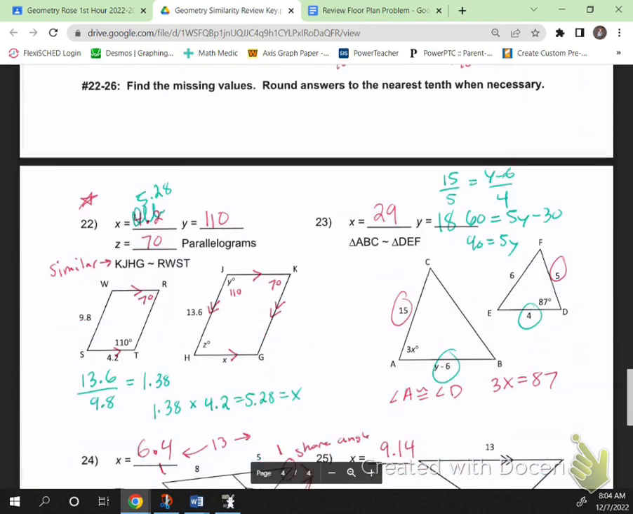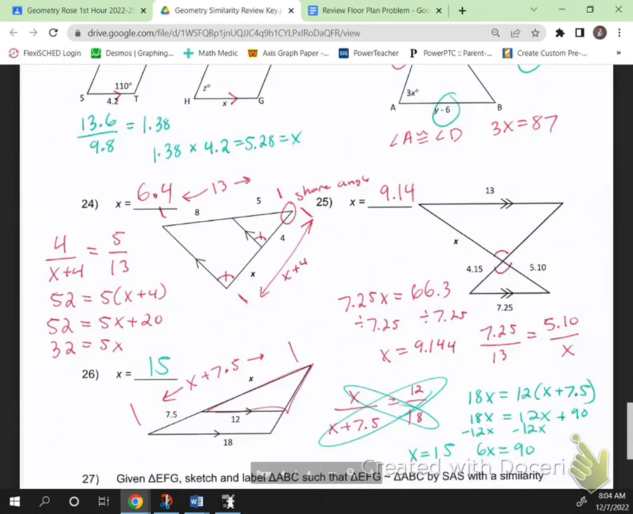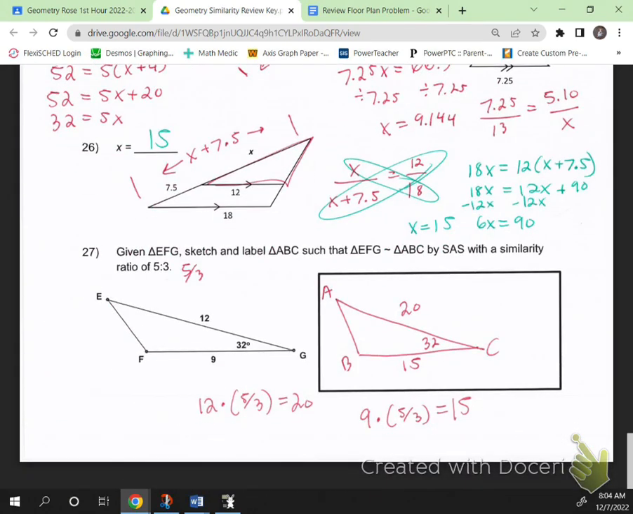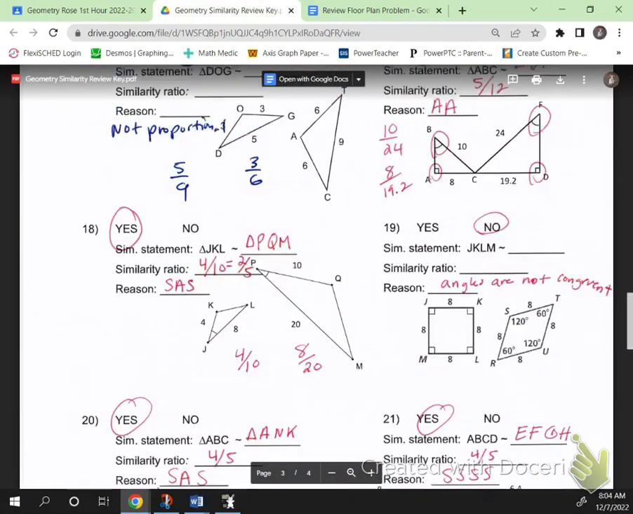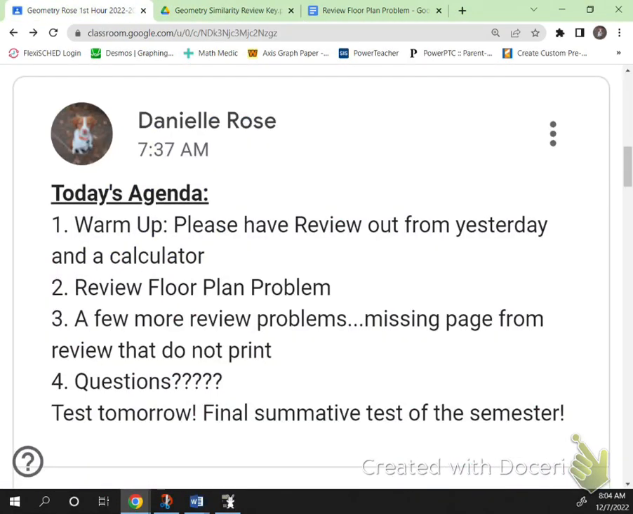Do we need some more time to finish up this page? All right. We're gonna finish up. Please work on that missing page if you're completely done with the other pages. Again, let's just check in and ask questions.